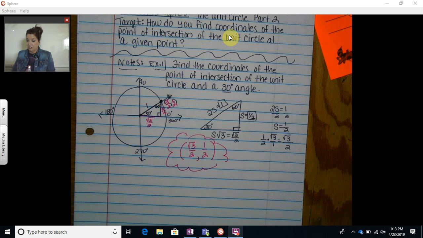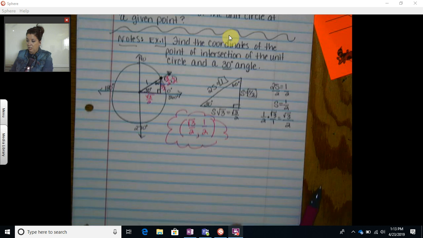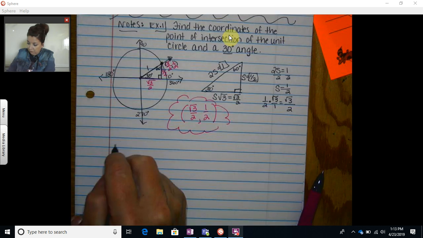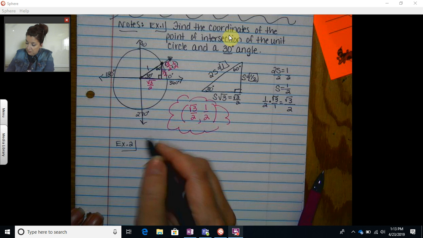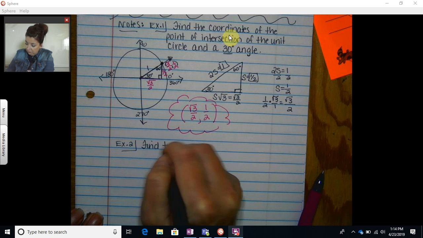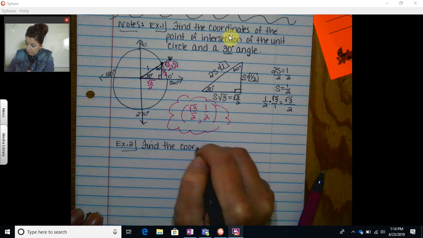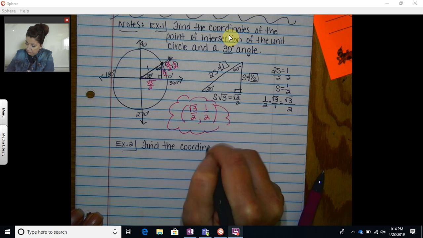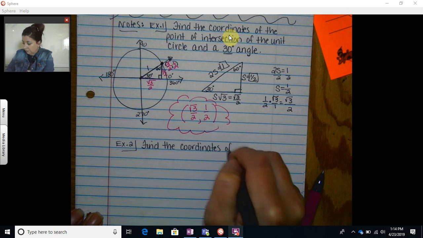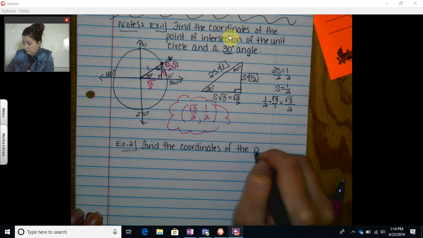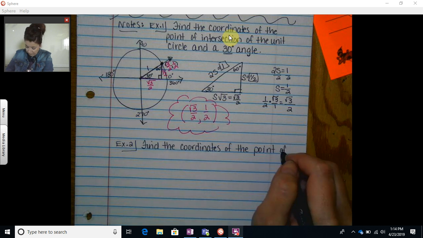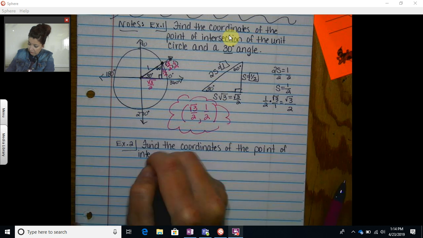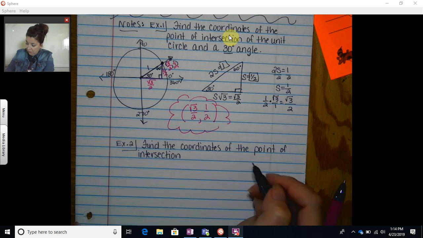Anybody have questions so far? All right, example 2. Find the coordinates of the point of intersection of the unit circle.